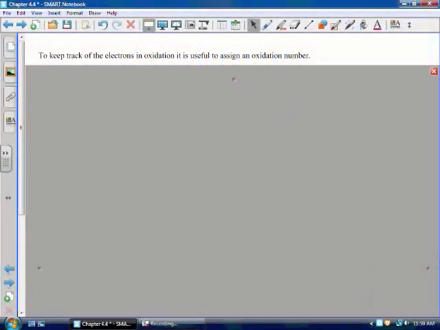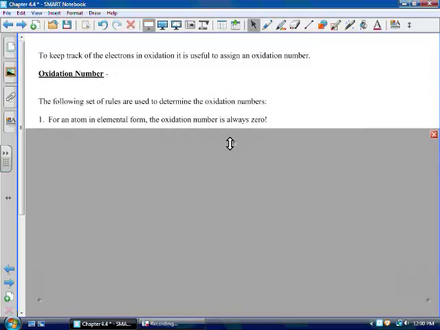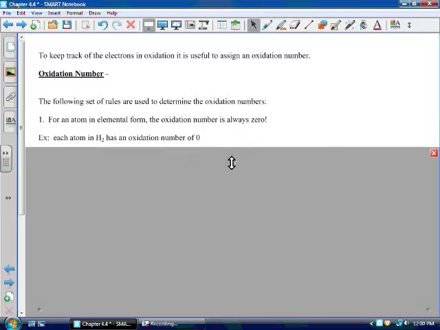To keep track of the electrons that are lost or gained in an oxidation-reduction reaction, one of the most useful things to do is assign an oxidation number. An oxidation number is simply a number that describes how many electrons are typically lost or gained by that element in a reaction to form a compound, or when the compound is formed. The following set of rules is useful in determining oxidation numbers, and you can follow along with your notes.